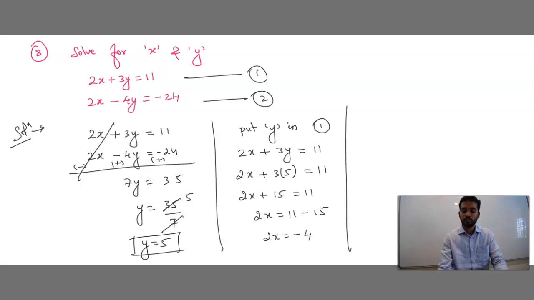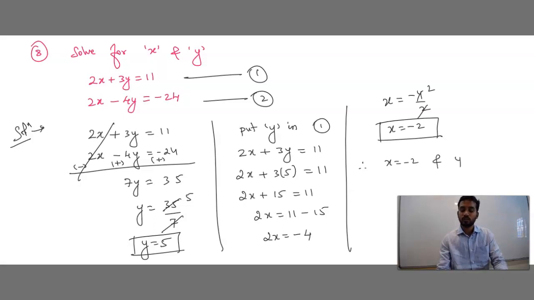Got it? So the value of x is minus 4 by 2, which is minus 2. So what are the values of x and y? Therefore x equals minus 2 and y is equals to plus 5. This is our final answer. I hope you have understood this problem. Thank you.